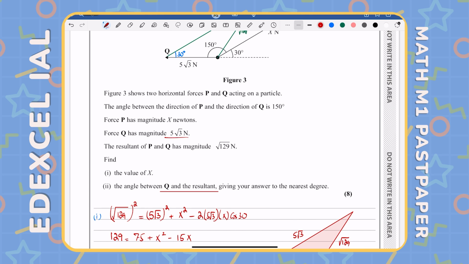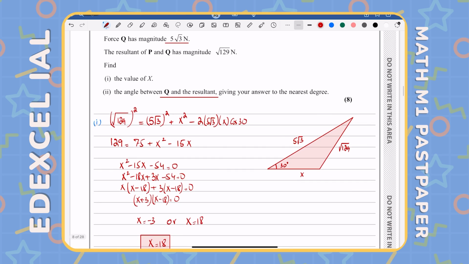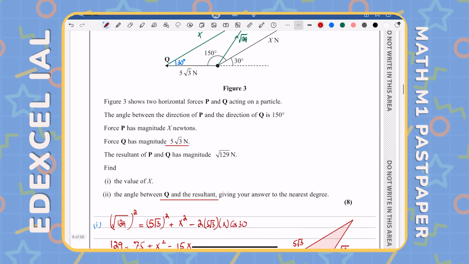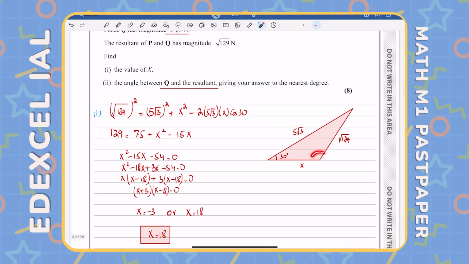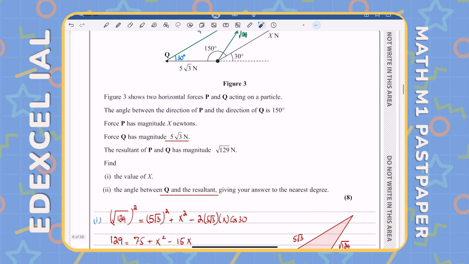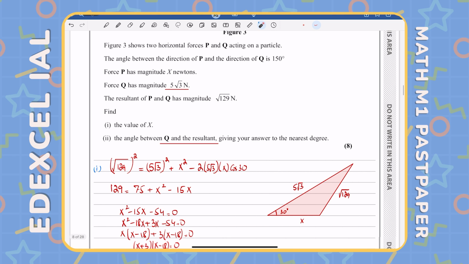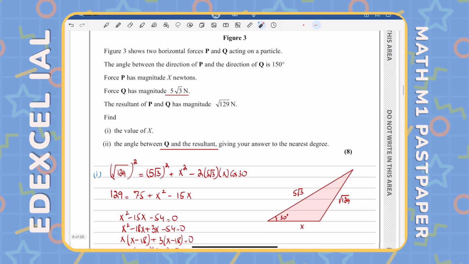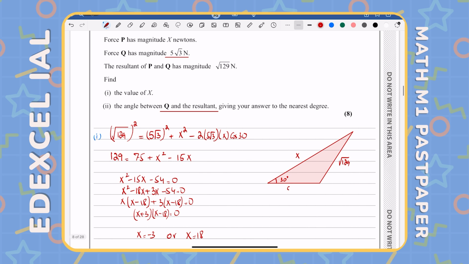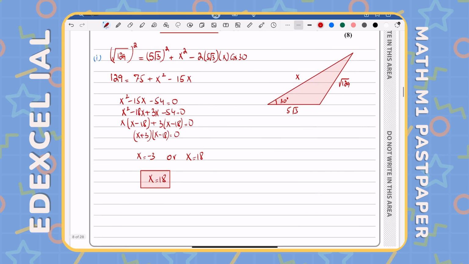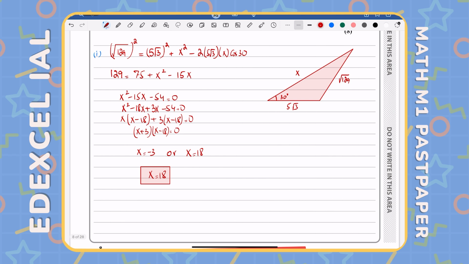So Q was 500√3. So Q was basically which force? Q was basically this force right here, and this is the resultant force. So this is the angle that we're actually supposed to find out. Okay, I just realized that in the previous part I swapped the values. So this is where x was supposed to be, and this is where 500√3 was supposed to be. But anyway, thankfully it didn't change our answer, but this is the correct way to put it.